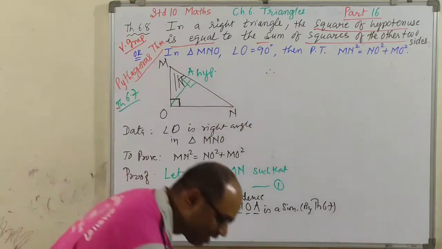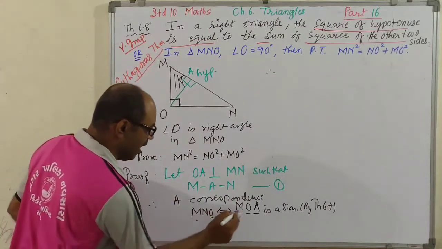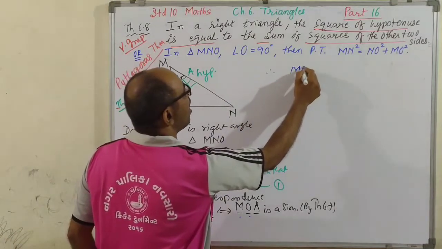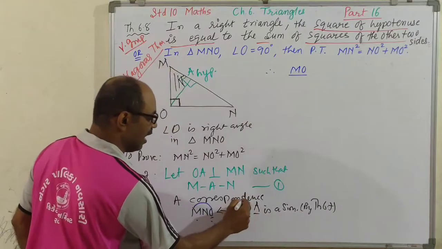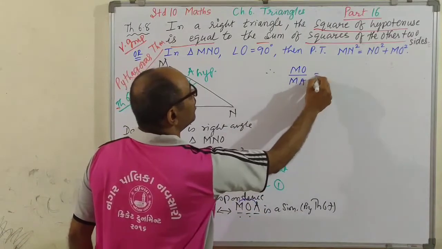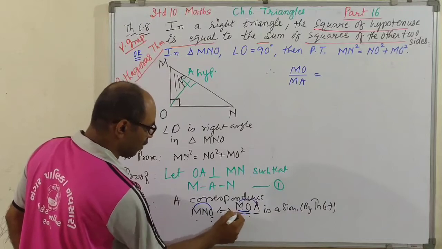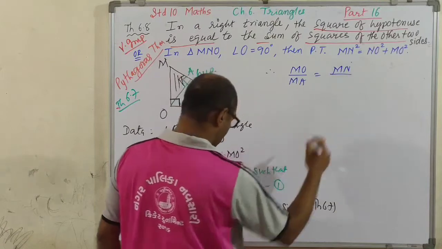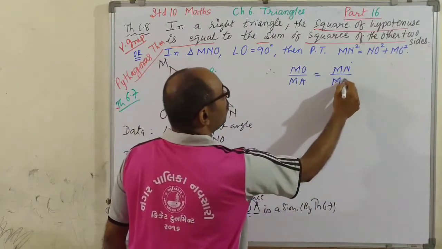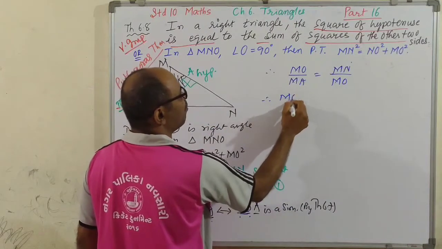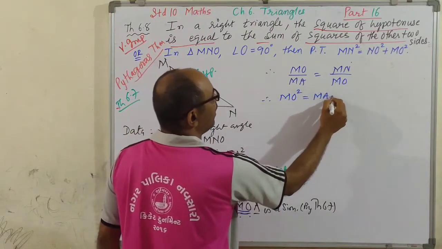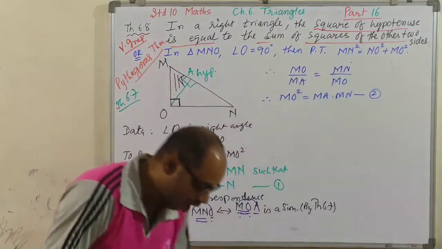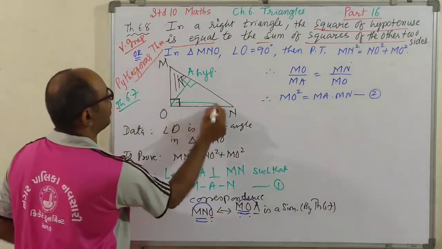Which are common here, children? Both have M and O. So I pick up MO from here, MO upon MA is equal to, from here you will get MN upon MO. So by cross multiplication, MO square is equal to MA into MN. Result 2. Correct?